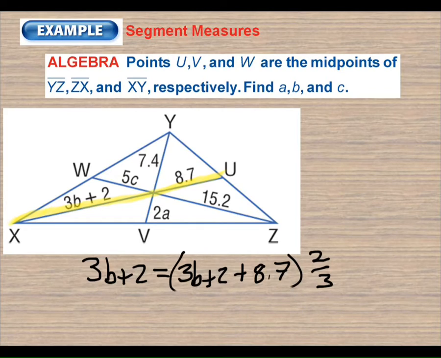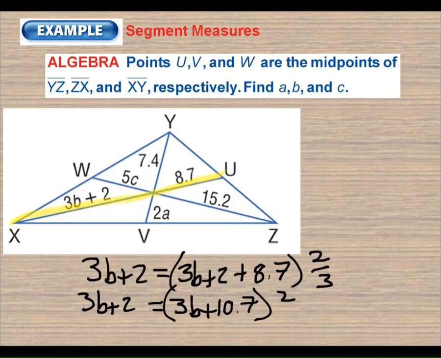So we have like terms in here we can combine. We're going to make this 3b plus 2 equal to 3b plus 10.7 times 2/3. Again, this is the entire median. I know from the vertex to the centroid it's 2/3 of that. So when I multiply this by 2/3, I distribute that 2/3, and it is equal to 2b when you take 3 times 2/3. And then plus, we'll round that off to 7.1.